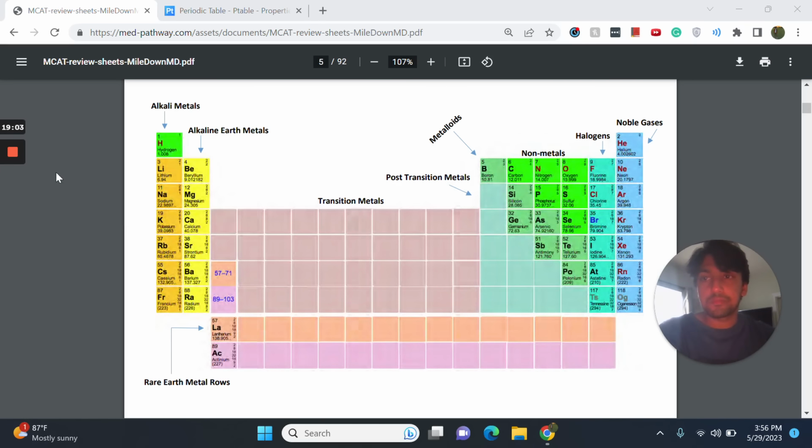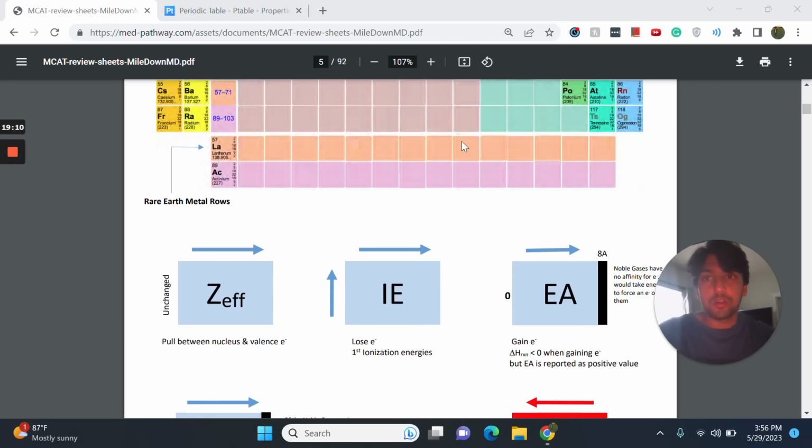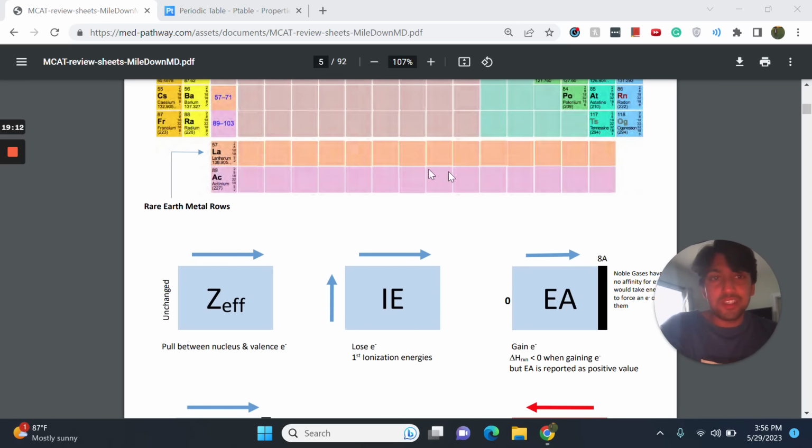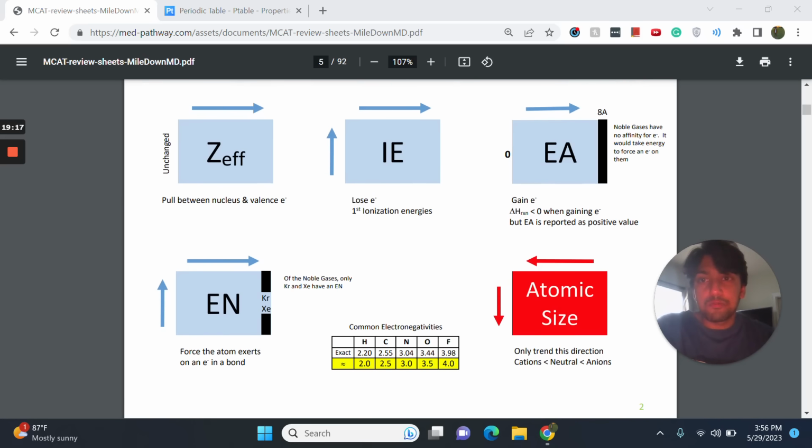Okay. All right. Next thing is that these are all called rare earth metal rows, so you're not going to find them too often. A lot of them are actually only synthesized in the laboratory. And then this is actually pretty high yield important information. The effective nuclear charge is the pull between a nucleus and a valence electron. And so you can actually figure this out based on where in the periodic table you are.